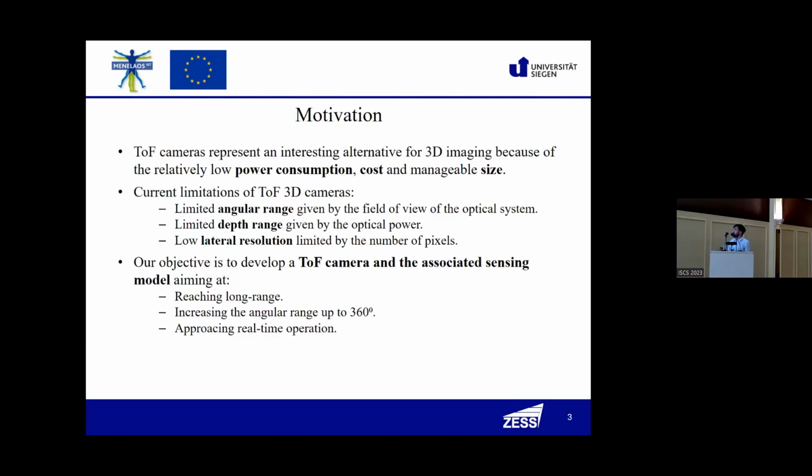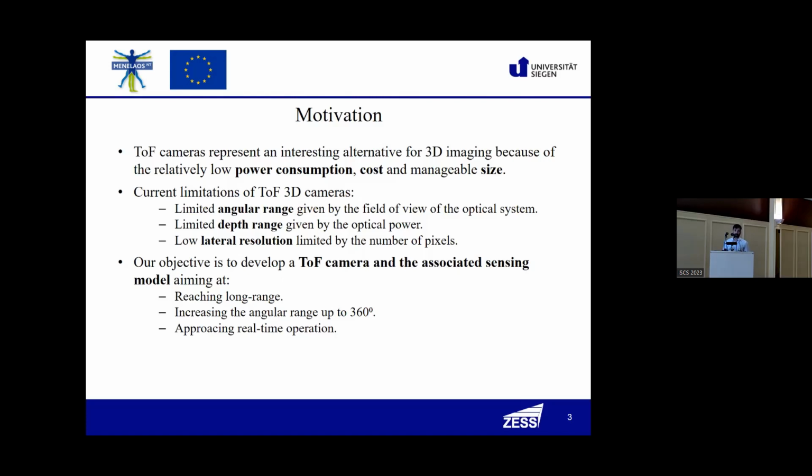So the main motivation is that current time of flight cameras represent an interesting alternative because they are cheap, because their size is small, and because the power consumption is also quite low. However, they have some limitations. The angular range is limited by the optical system, by the field of view of the camera. The depth range is limited by the optical power, and the lateral resolution is restricted by the pixel count.